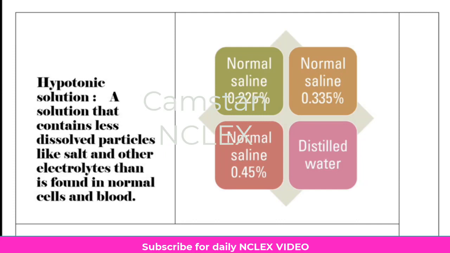And the second one is hypotonic solution. Hypotonic solutions contain fewer dissolved particles, like salt and electrolytes, than is found in normal cells and blood. The main examples of hypotonic solutions are normal saline 0.225%, normal saline 0.335%, normal saline 0.45%, and distilled water.